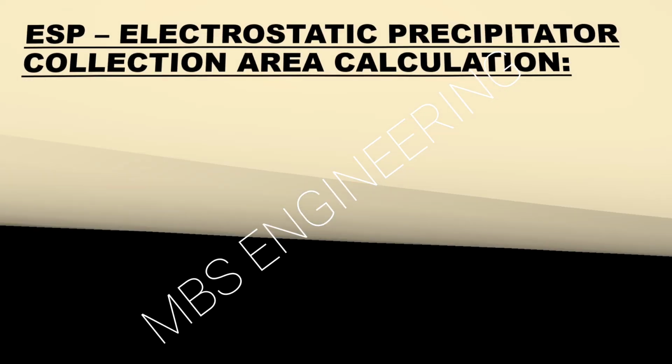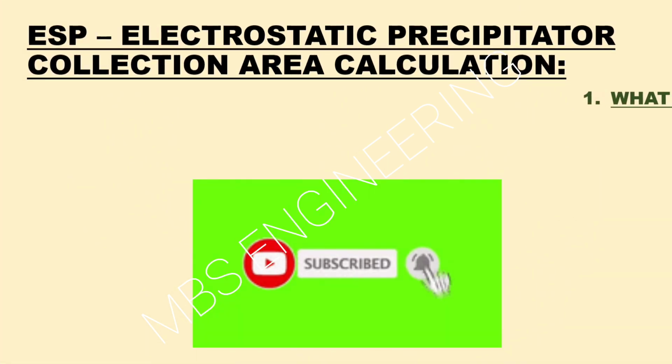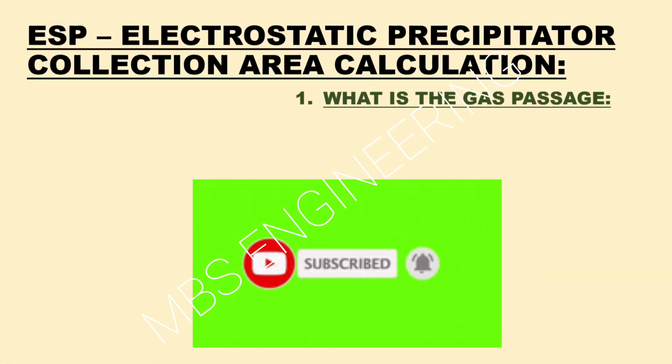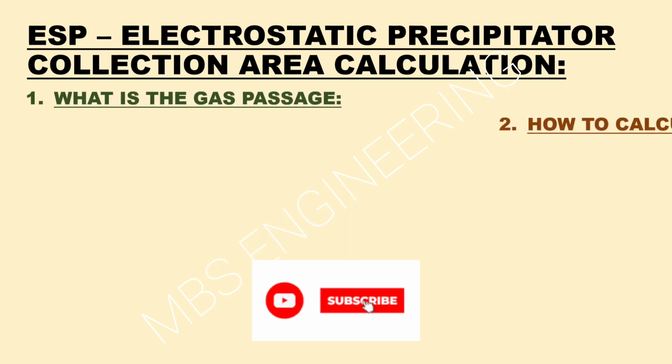Today, we are going to understand what a gas passage is, how to calculate the gas passage, and how to calculate the collection plate area of the electrostatic precipitator, ESP. We will discuss in detail as given below.